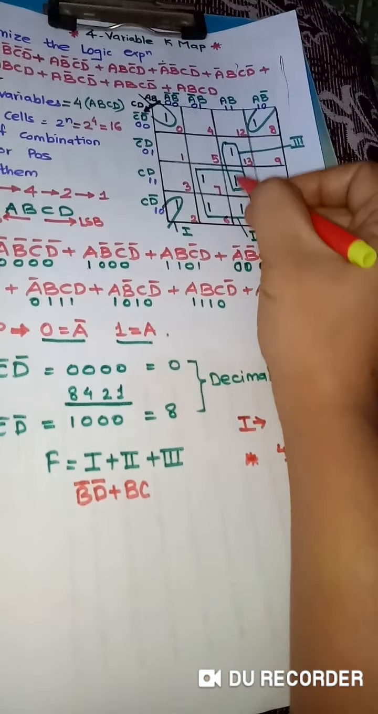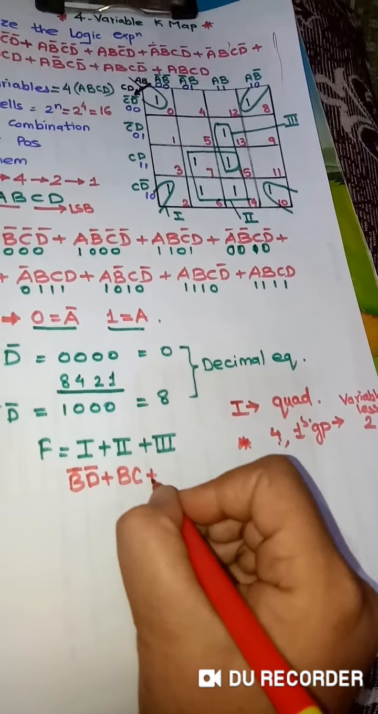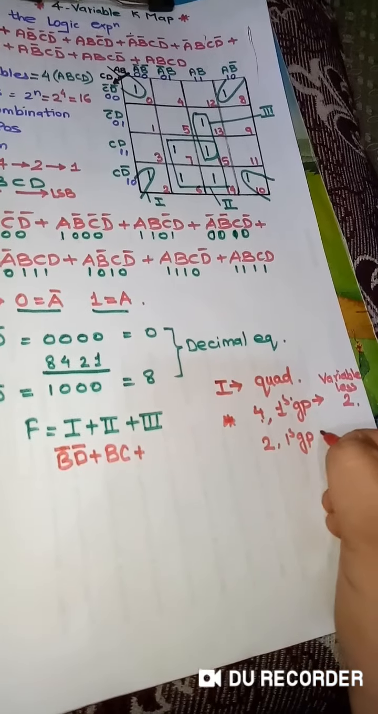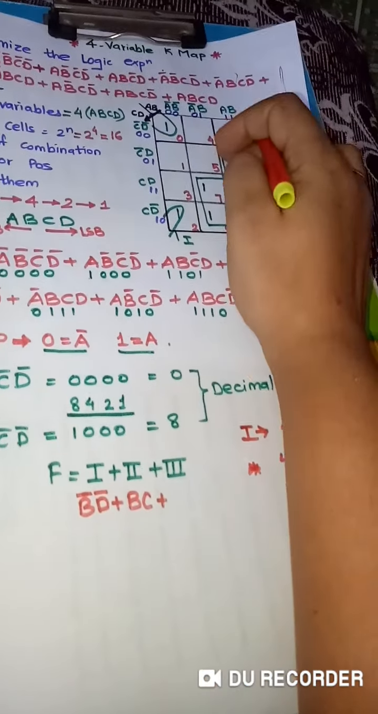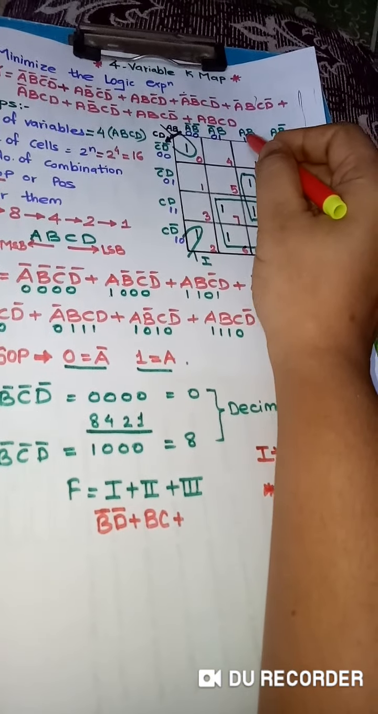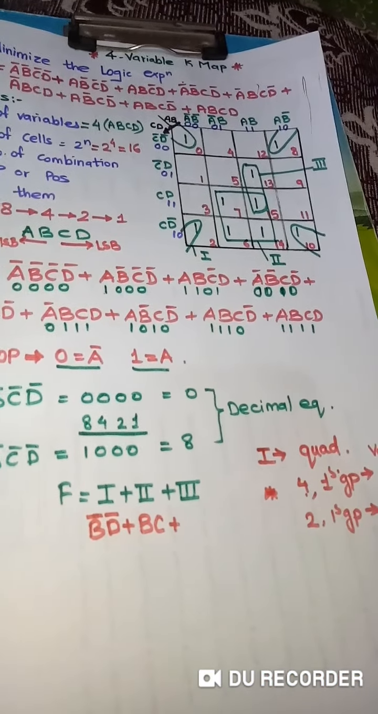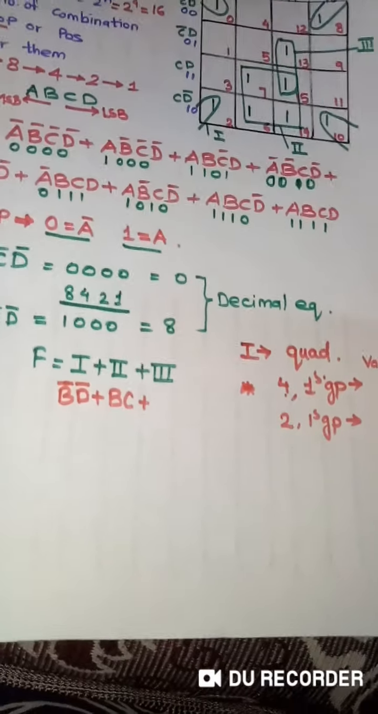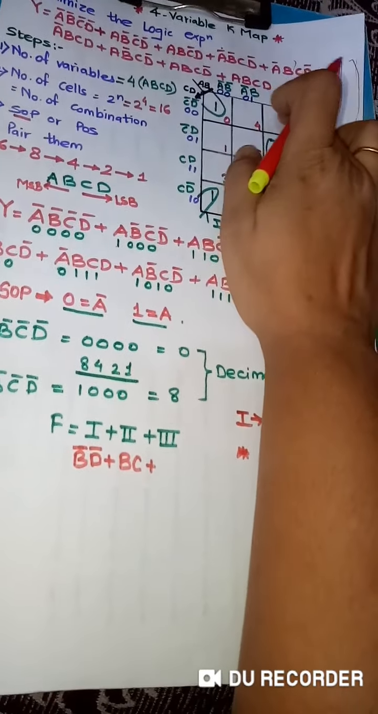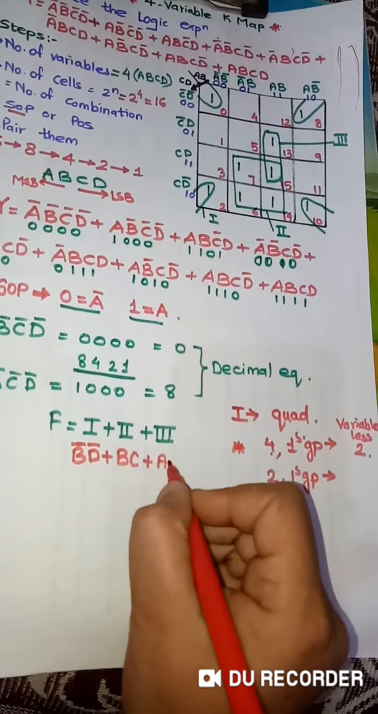Then the third group is of 2 ones only. So for 2 ones group, what is the rule? How many variables are less? We'll see. For this only one, this column will come. So we don't have anything common here. Whatever we have here, we will write it. So what is common here? Nothing is common in this. So entire thing will write here, that is AB.